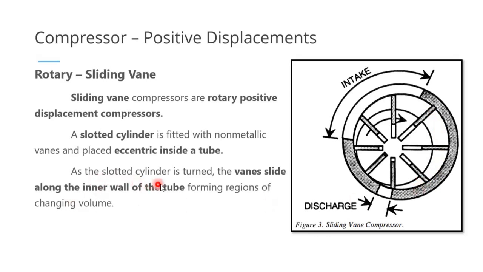As the slatted cylinder is turned, the vanes slide along the inner wall of the tube, forming regions of changing volume. Ma-observe nyo dito sa intake, papalaki yung volume niya. Then, pagdating dito, papaliit siya. Doon sa pinakamaliit na volume, andun yung discharge. So, na-compress mo yung air by reducing the volume.